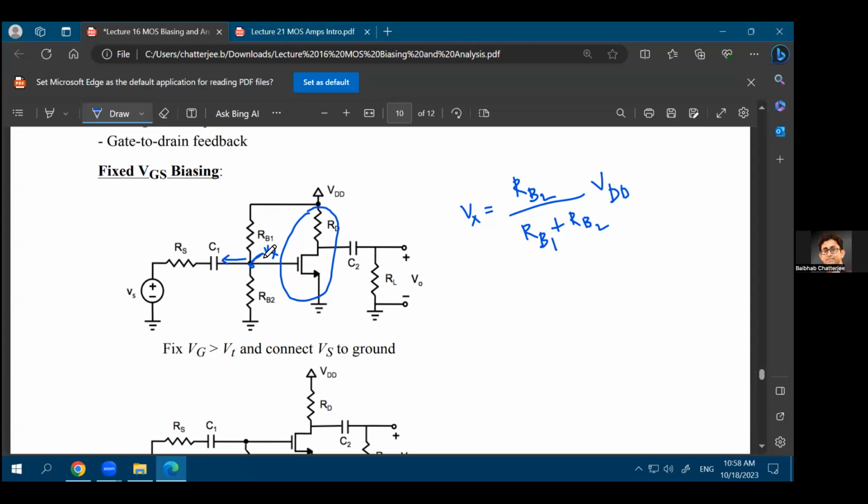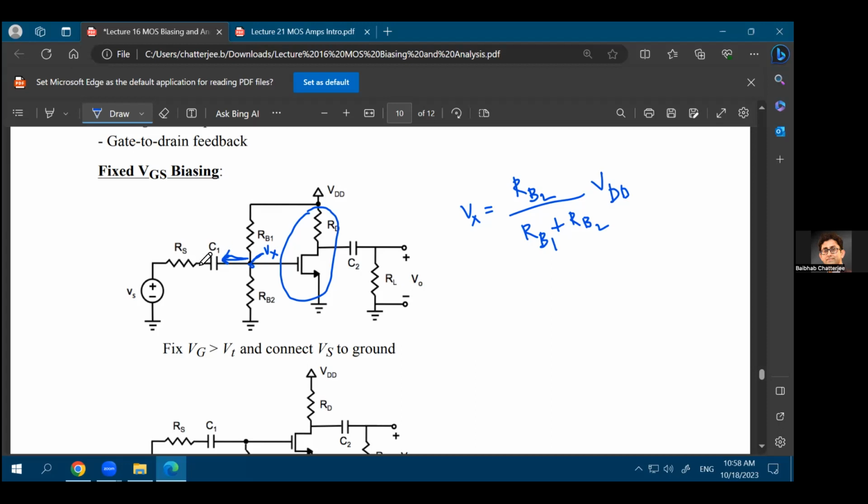It's infinitely high, right? 1 upon j omega c. At DC, omega is equal to 0. 1 upon j omega c is equal to infinite. So looking into this left side, you'll see infinite impedance of the capacitance, which means that there will be no DC current flow on the left side. This is another way of saying any capacitor blocks DC.